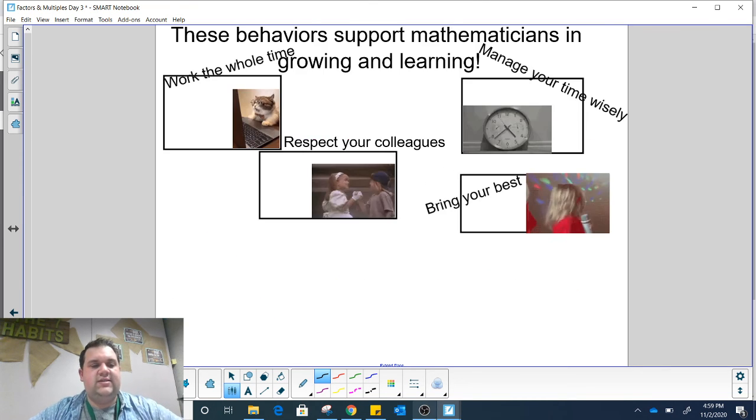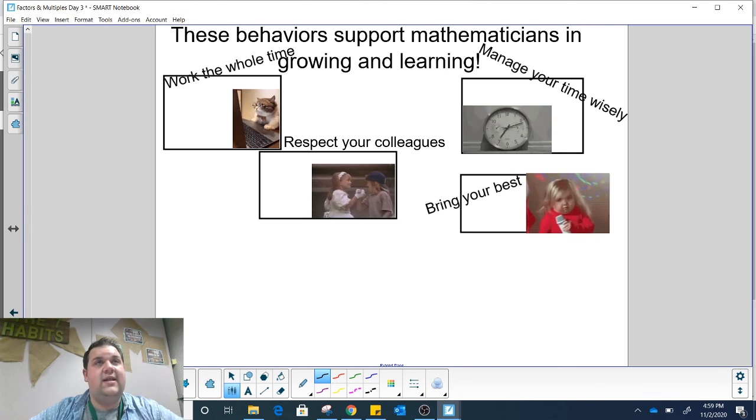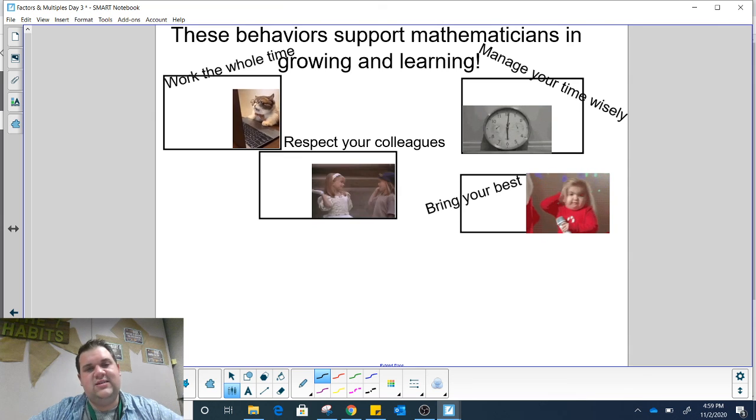As you head to your rotations, it's so important that we still think about our math behaviors, even when we're learning from home, or if you're at school for flex day. So make sure that you work the whole time. Go to a place where you can make sure that you can focus the whole part of math. Make sure you manage your time wisely. So don't spend too much time on a rotation. Get started right away so that you can complete all parts. Respect your colleagues. So if you've got any family or friends around at home, please make sure you're respectful to them. You're wearing headphones and you're not interrupting their learning or their work. And bring your best. Always give your best effort throughout today.